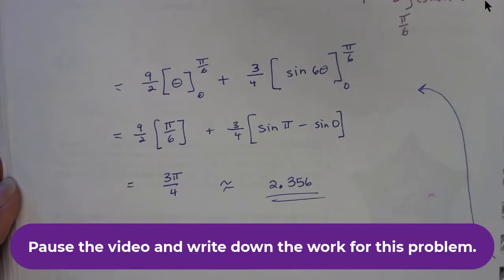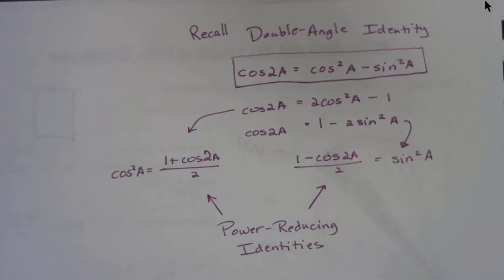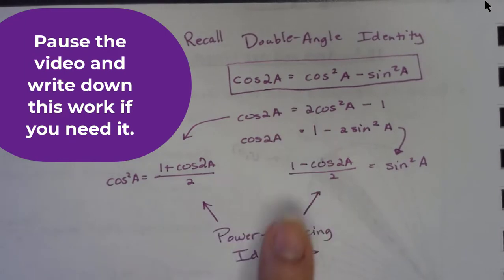Here is the rest of that problem. Just in case you've forgotten your double angle identities, you might want to write this down. Again, from here you can get the two that you need, our power reducing identities.